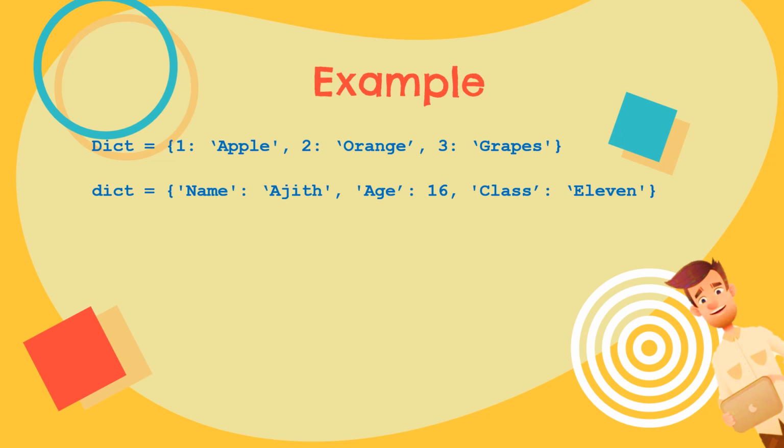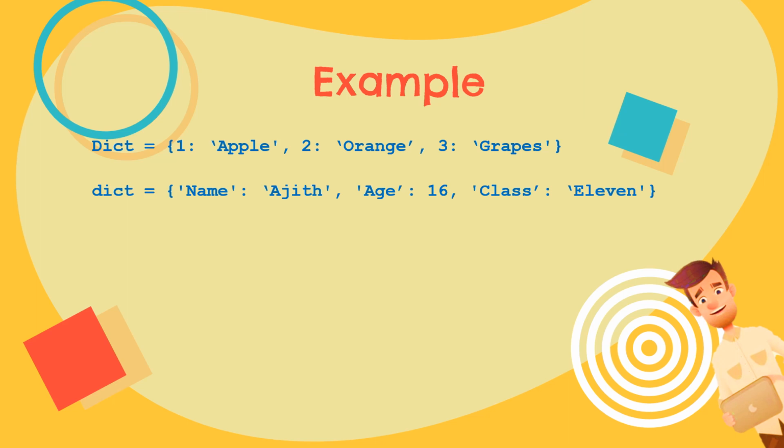Equal to 1 colon apple. It's the first key and value pair. Here you can see 1 is the key, and apple, the word, is the value associated with the key 1. Then the second one, 2 colon orange. 2 is the key, and the value is orange.